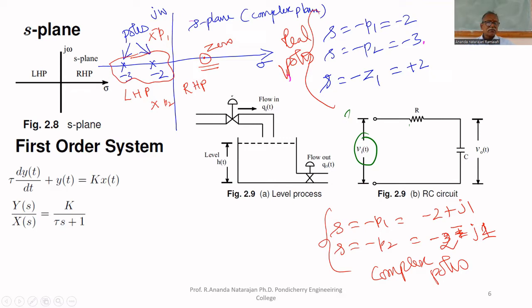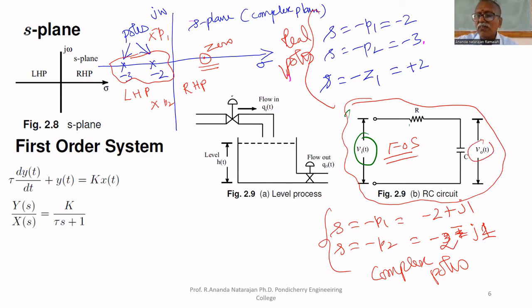Already I told you that the order of the system means the order of the differential equation. These two are first order systems. This electrical system is a first order system, because if you write the differential equation for it, it will be a first order differential equation. Let the output be V naught of t, the voltage across the capacitor, and the input be Vi of t. If you write the differential equation for this, we have to apply Kirchhoff's voltage law.